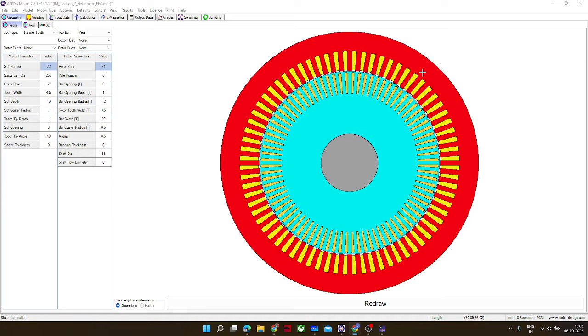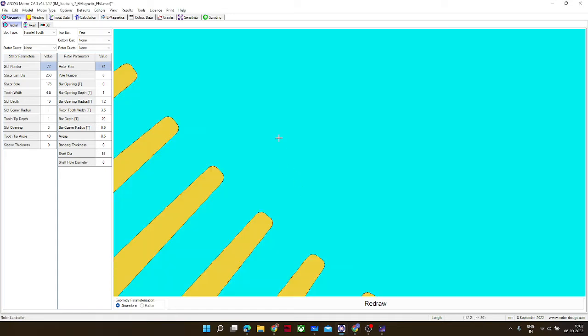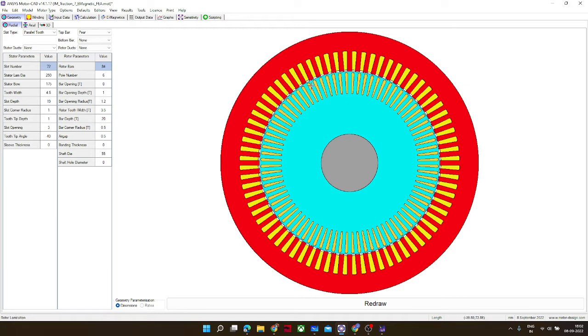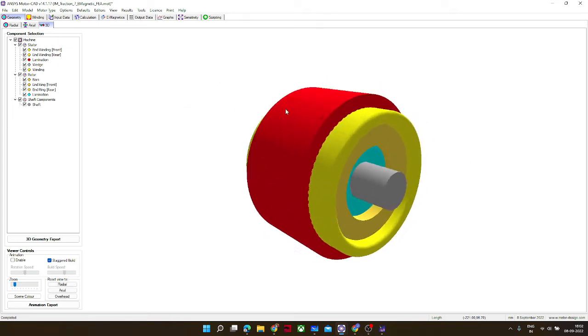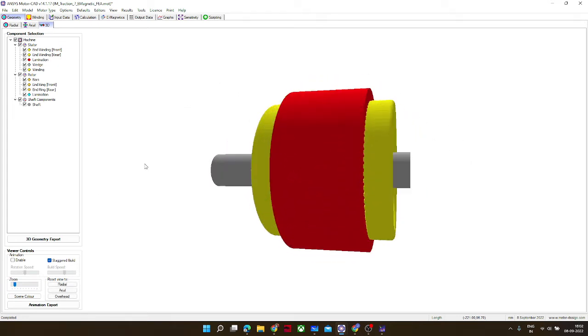So, you are looking at an induction motor, a squirrel cage induction motor which has 72 slots. You can see the slots here and 84 rotor bars here, the rotor cage winding, what we know. This is the cage winding, the yellow one, and the blue one is the rotor iron core. Let me show you the 3D view of the machine. So this is how an induction motor looks.